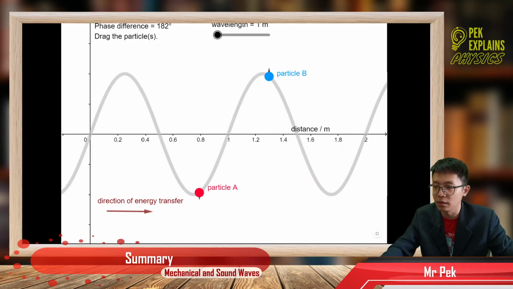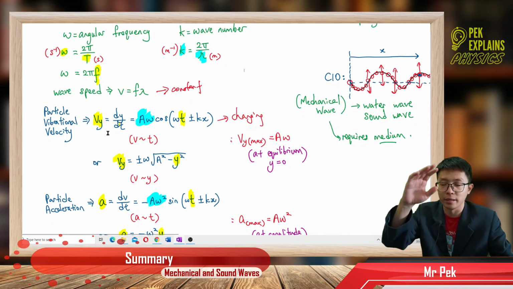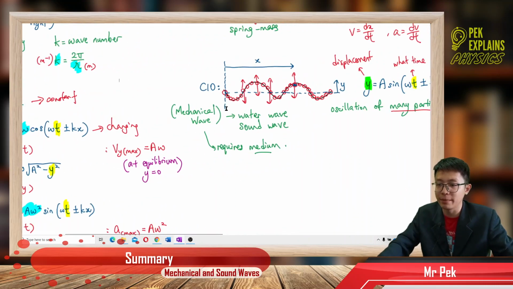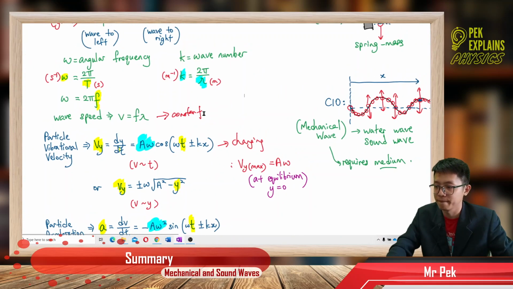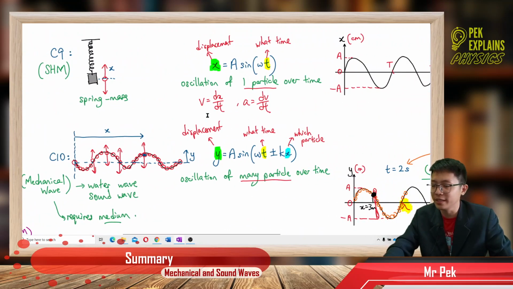So this is called particle vibrational velocity. That means the vibrational velocity of the particle oscillating up and down. We have so many particles. All particles have different vibrational velocities at different times. So how do we find the vibrational velocity of each particle oscillating up and down? It's just the same as before.